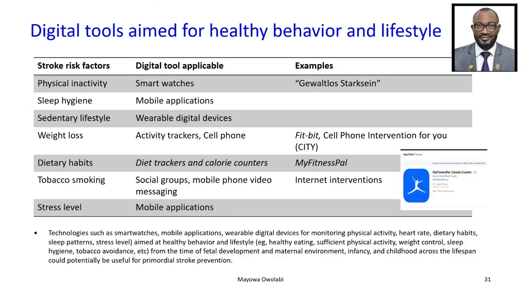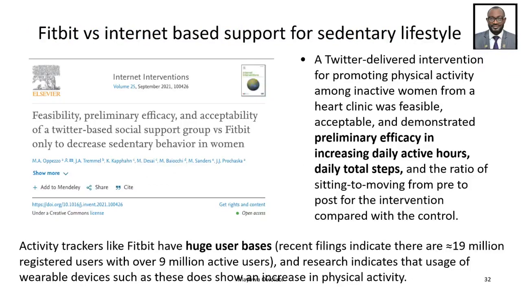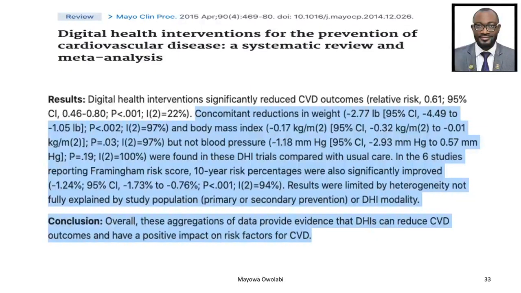For physical inactivity, smartwatches are very useful to monitor physical activity, up to 7,000 steps or more per day. Sleep hygiene, sedentary lifestyle, wearable digital devices, of course, help with physical activity monitoring. Weight loss, activity trackers, dietary habits, diet trackers, and calorie counters, and so on and so forth. And social media groups to help with tobacco smoking quitting, as well as mobile phone video messaging. These are all very important and can be deployed. Examples include Fitbit, which has shown preliminary efficacy in increasing daily active hours and daily total steps. And there are a huge number of users, and this is increasing.